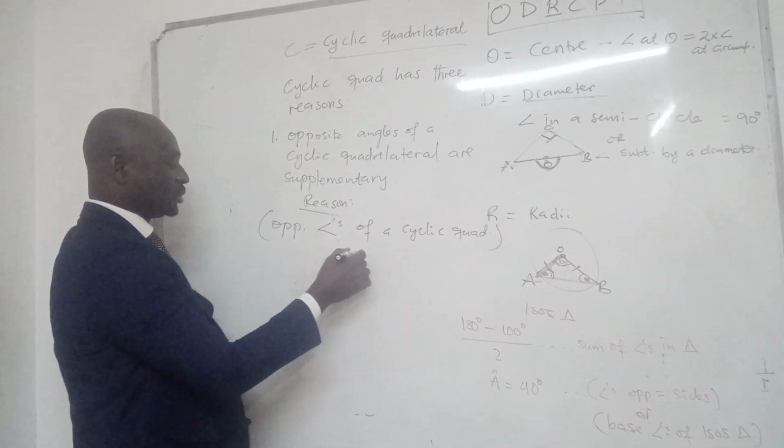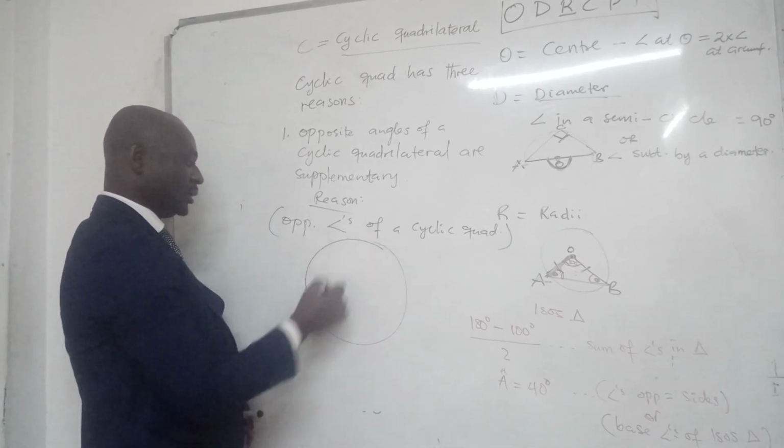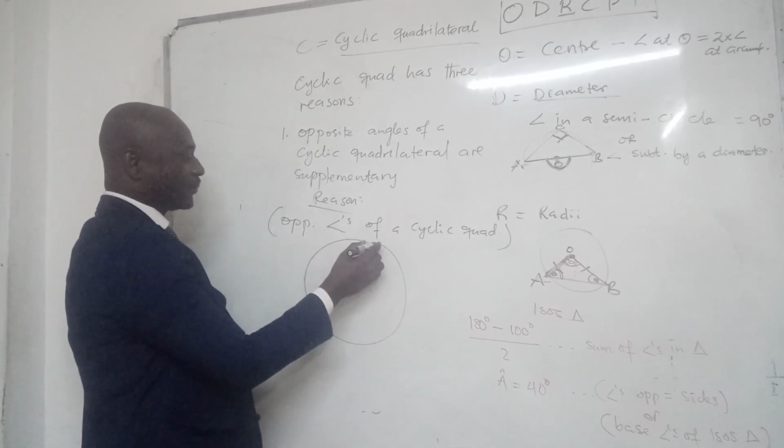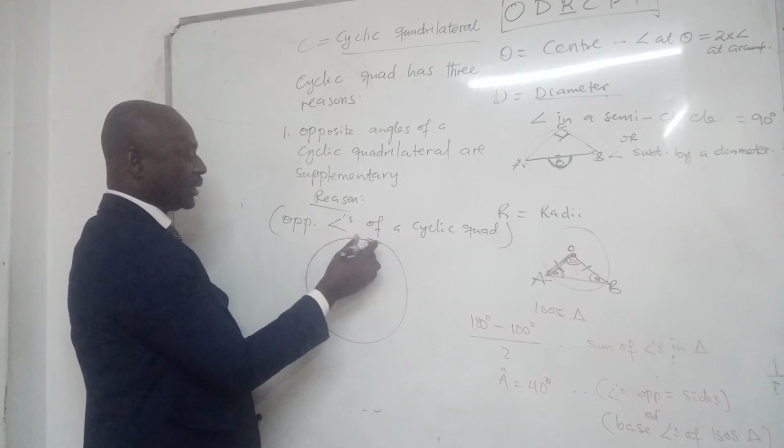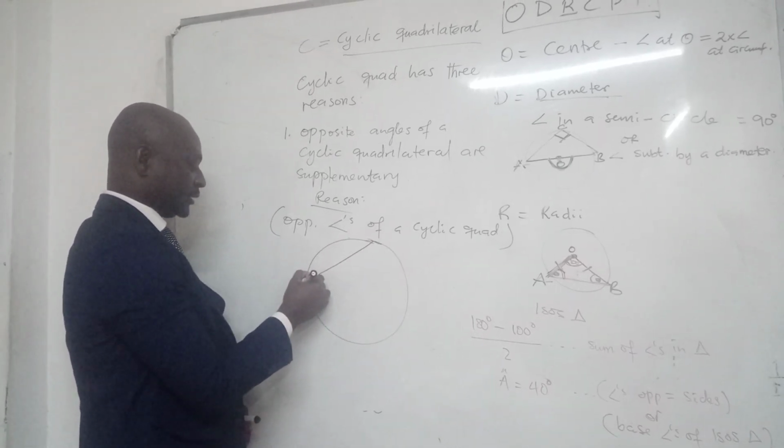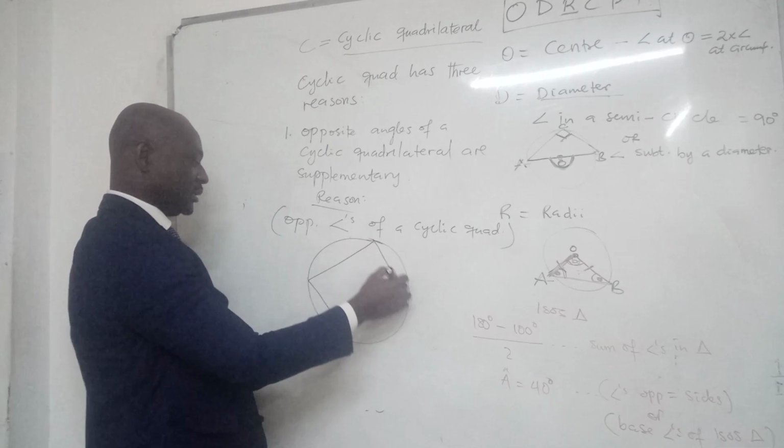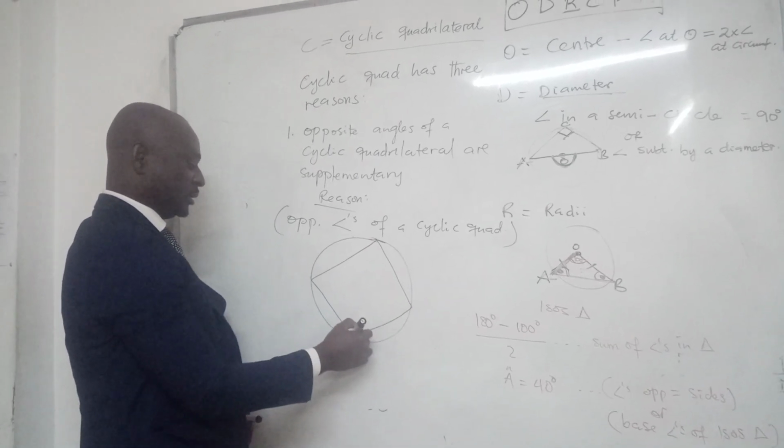Now, what does it mean to say opposite angles of a cyclic quad? A cyclic quadrilateral is a quadrilateral that has been drawn inside a circle.